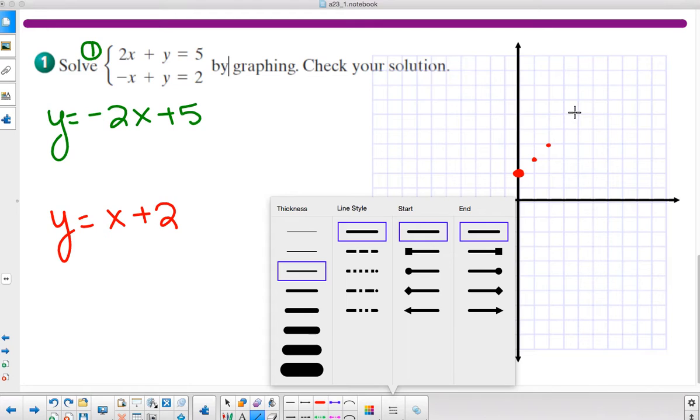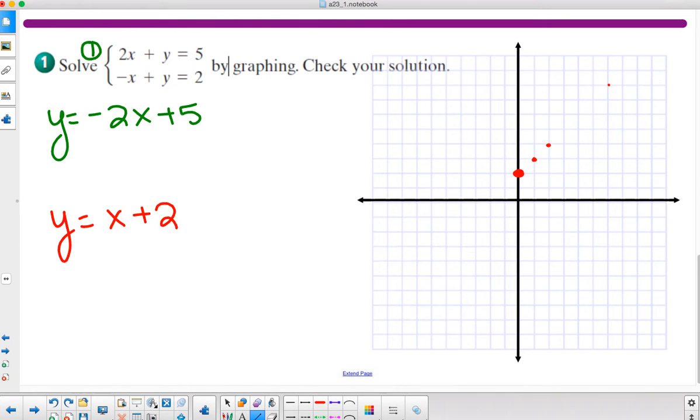Alright, and now this isn't even wanting to cooperate. Okay, there we go. Let's see, try to get that arrow. And there we go. Okay, so there's the red line.